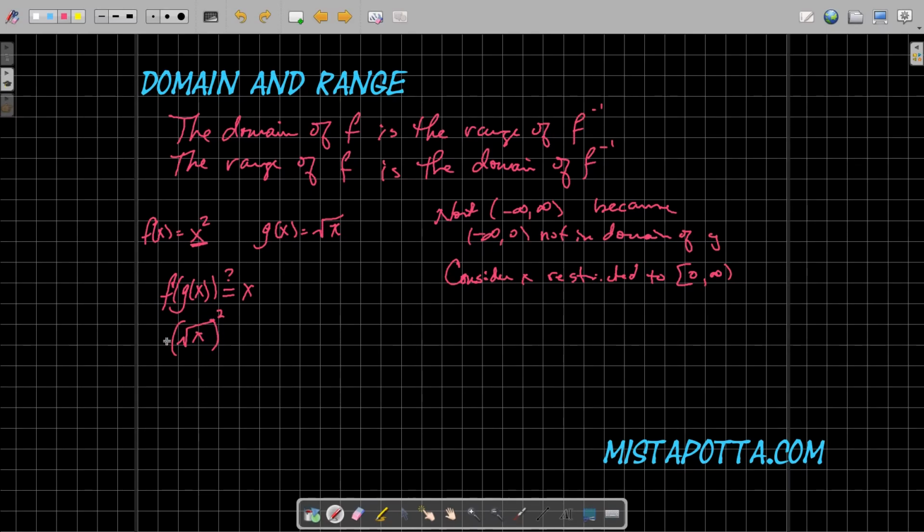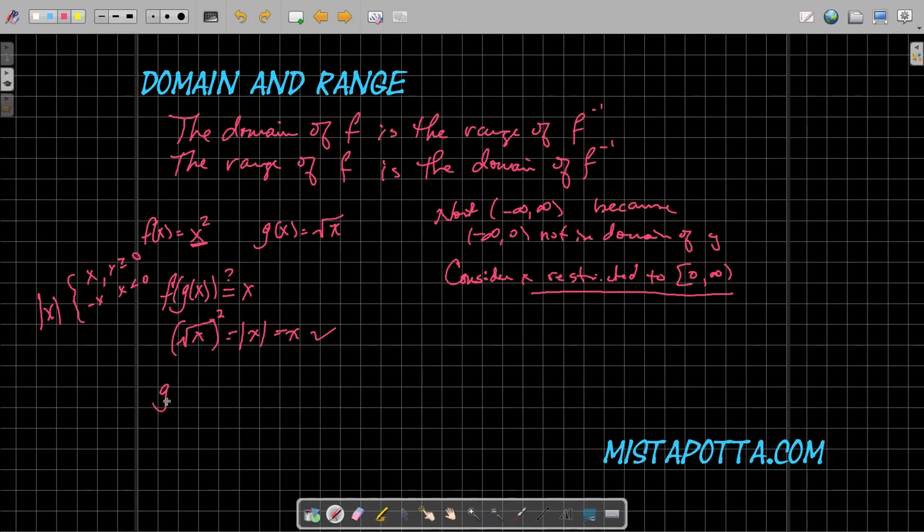We actually talked about this function last time. This is really the absolute value function. But because we have this restriction on our domain, x is restricted to going from 0 to infinity, this is in fact equal to x, because that's the piecewise definition that we talked about last time. It's x if x is greater than or equal to 0, and it's negative x if x is less than 0. So this way works out.